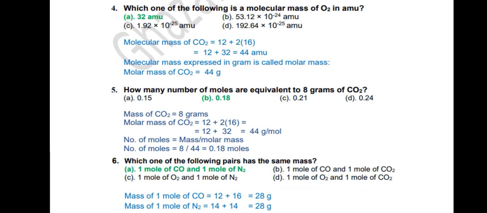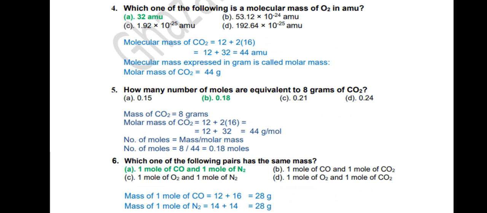Nitrogen, the mass of nitrogen: you know the atomic mass of nitrogen is 14 multiplied by 2, because nitrogen exists in the form of N2 molecule, a diatomic molecule, that is equal to 28. Both will have the same mass. So option A should be correct, but we will discuss other options as well.